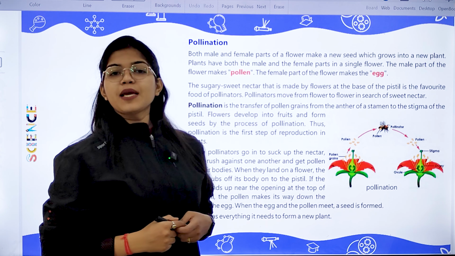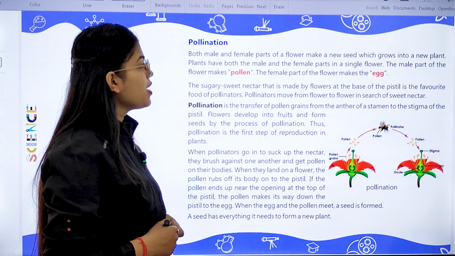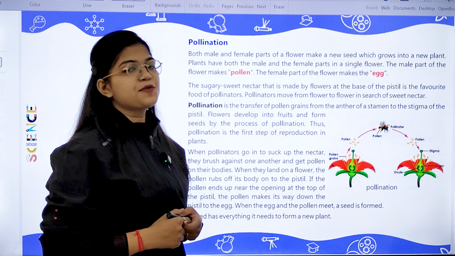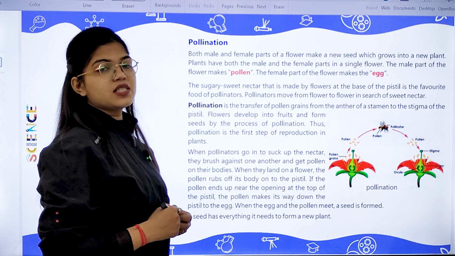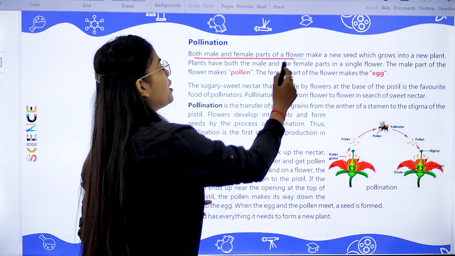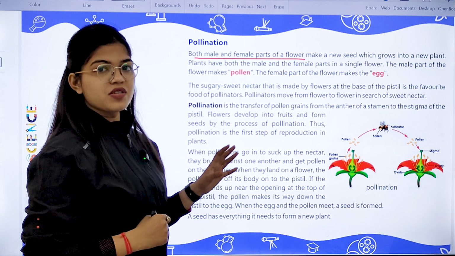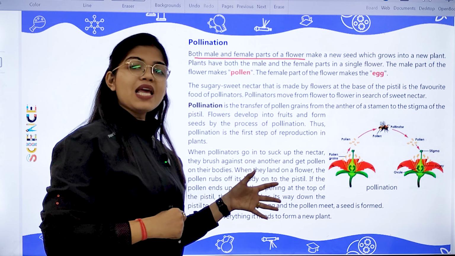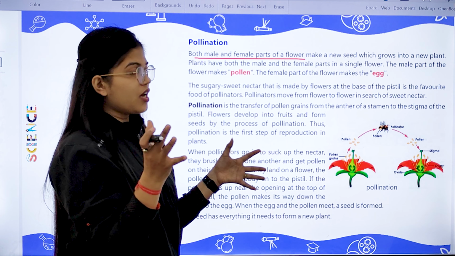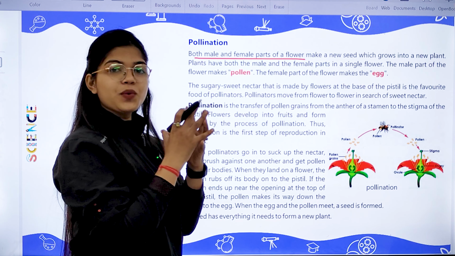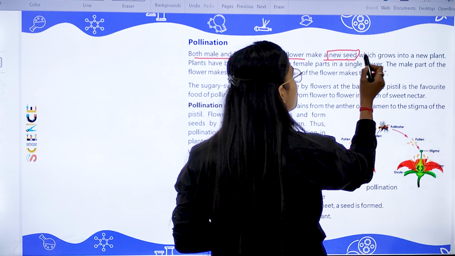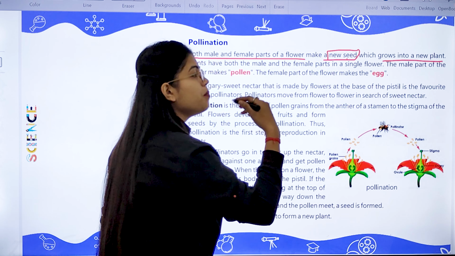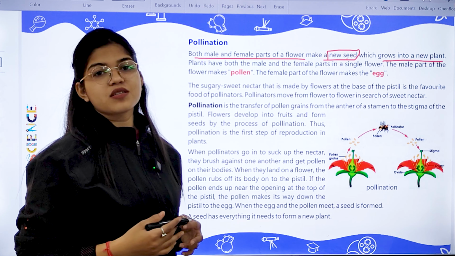So these were the different types of pollinators. And now next we come to the topic that is pollination. What is it? As we have discussed, the male and female parts of a flower, both of them all together make a new seed. And through this new seed only, the new plant grows out of it.